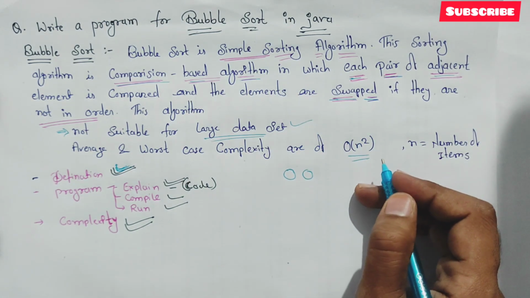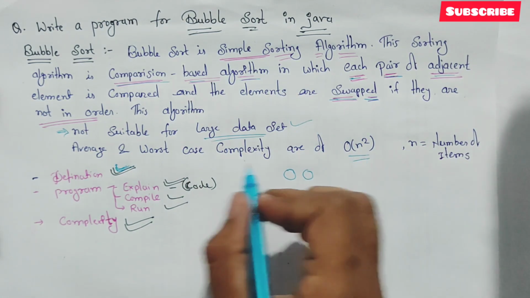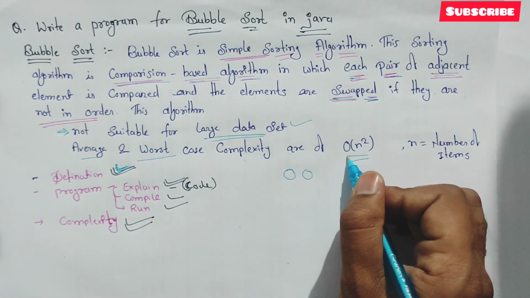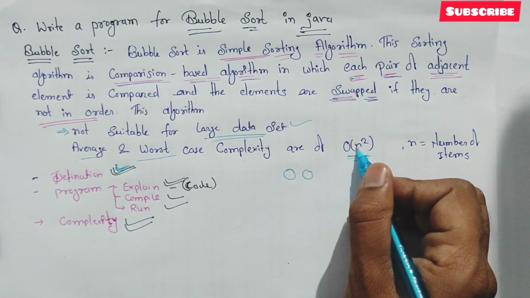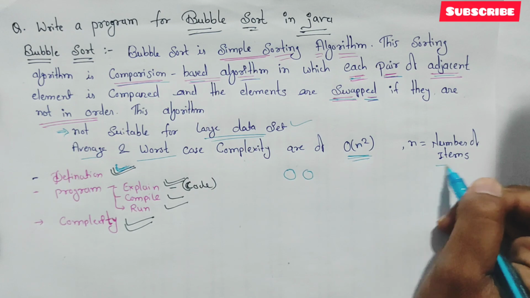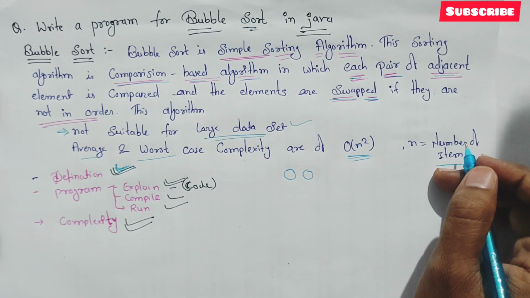And the complexity, in the average case and worst case, is big O of n squared, where n is the number of items. So let's see how exactly all these things work.